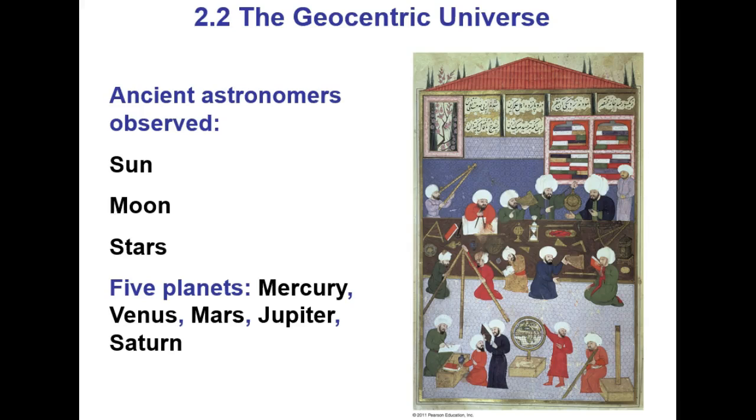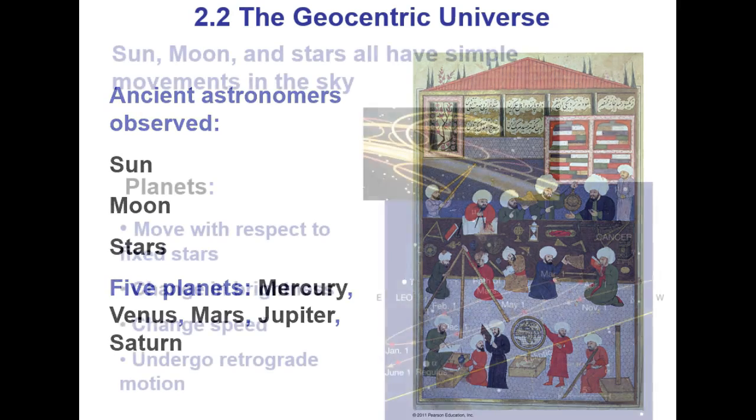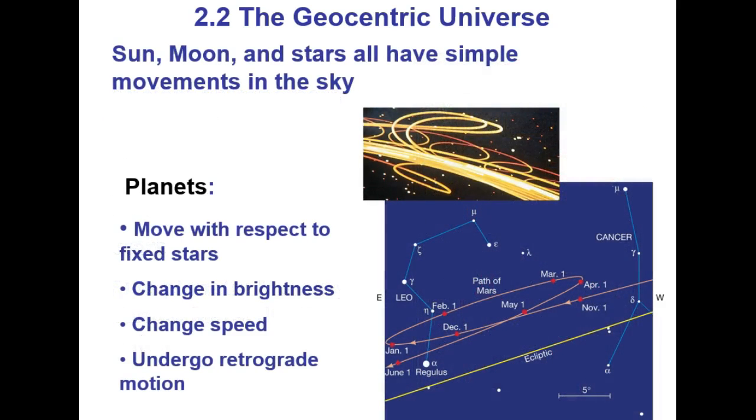The geocentric universe. Ancient astronomers observed the sun, moon, and stars, and 5 planets: Mercury, Venus, Mars, Jupiter, and Saturn. The sun, moon, and stars all have simple movements in the sky. The planets move with respect to fixed stars, change in brightness, change speed, and they undergo retrograde motion.